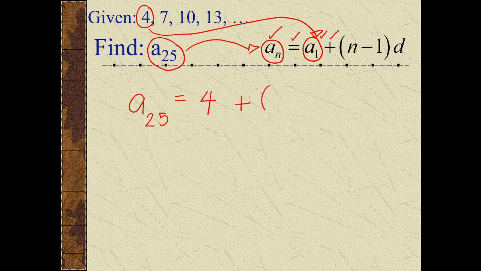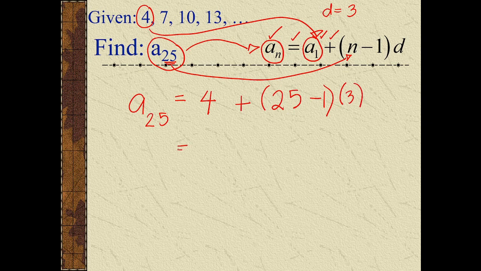What is n? Sir, it's 25, the subscript. So that will be your n. That's 25. Minus 1, and the common difference, how much did we add to get 7, to get 10, to get 13? Okay, the common difference is positive 3 or 3. So we will multiply this by 3.